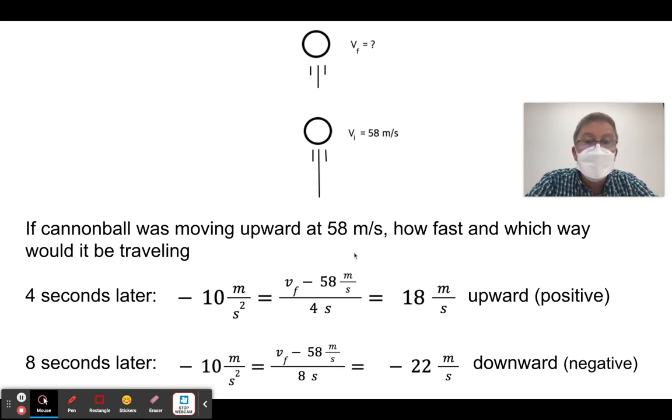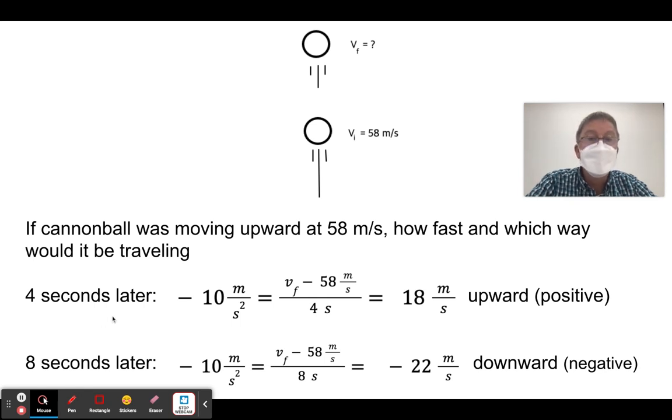And the time was, let's see, 4 seconds later. So I divide by 4. I find that it's traveling 18 meters per second. And I get a positive value here. And since I get a positive value, that tells me it's still moving in the upward direction, which we've set as the positive direction. But if I check in on it 8 seconds later, it's a different story.